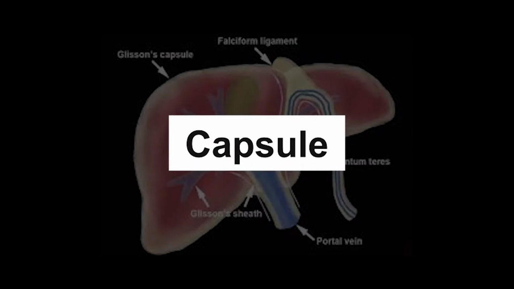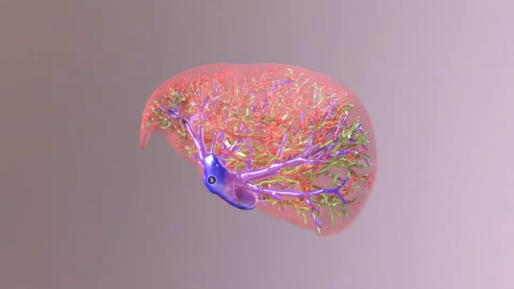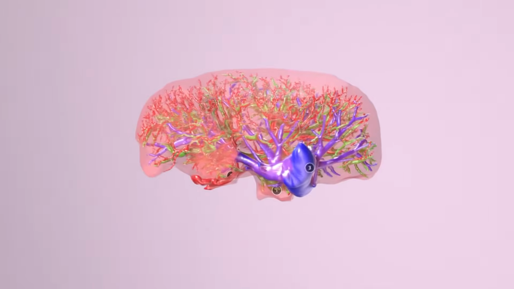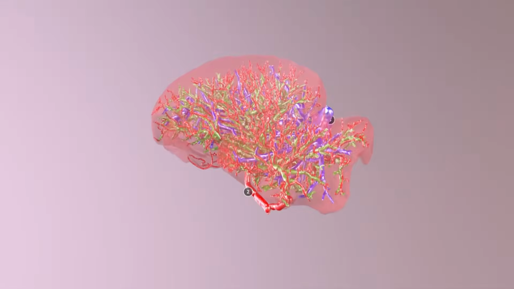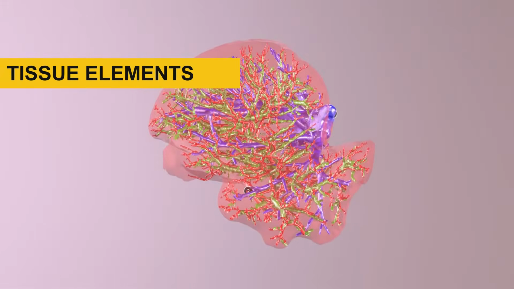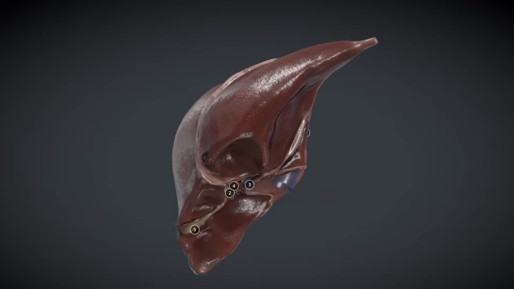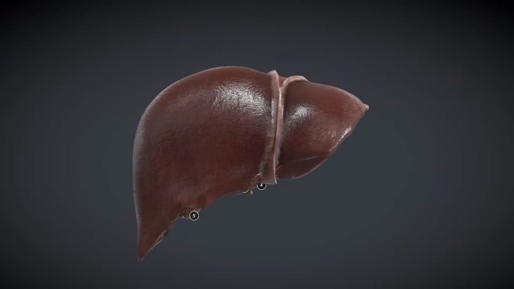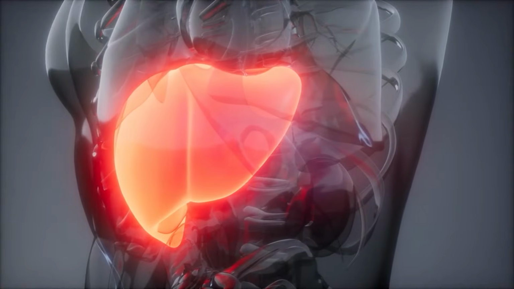Capsule. The liver capsule is a dense, fibrous connective tissue that forms a protective layer around the entire liver. It is relatively tough and resilient. The capsule is composed of collagen fibers and connective tissue elements. The primary function of the liver capsule is to provide structural support to the liver and protect it from external forces. It helps maintain the liver's shape and integrity.